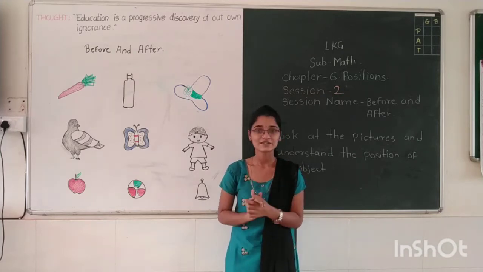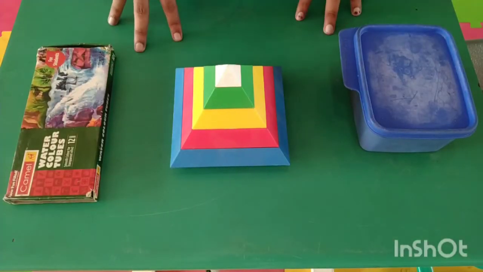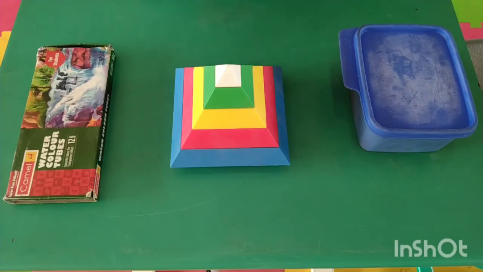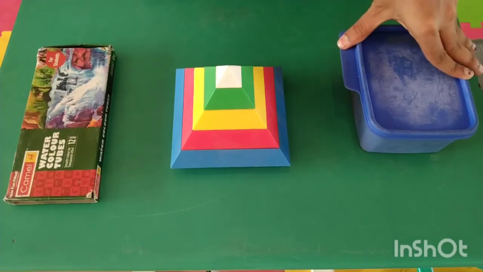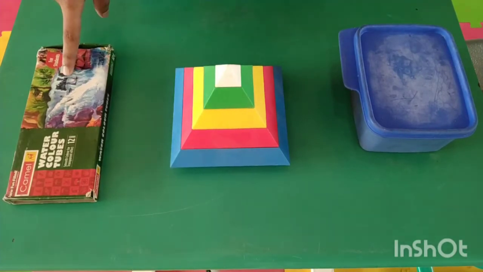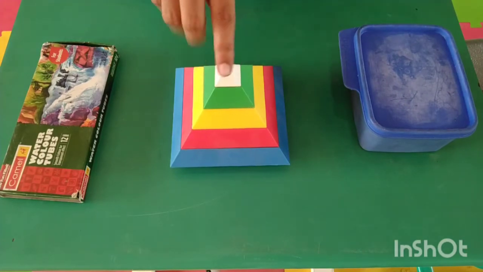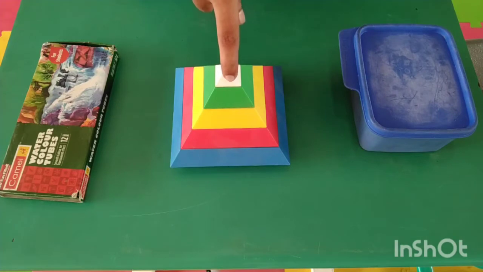Okay, so let's start. Now students, look at here. I have kept some objects on the bench. First is tiffin box, second is pyramid, and third is crayons box. Now students, tell me, before the pyramid, which object have I placed?